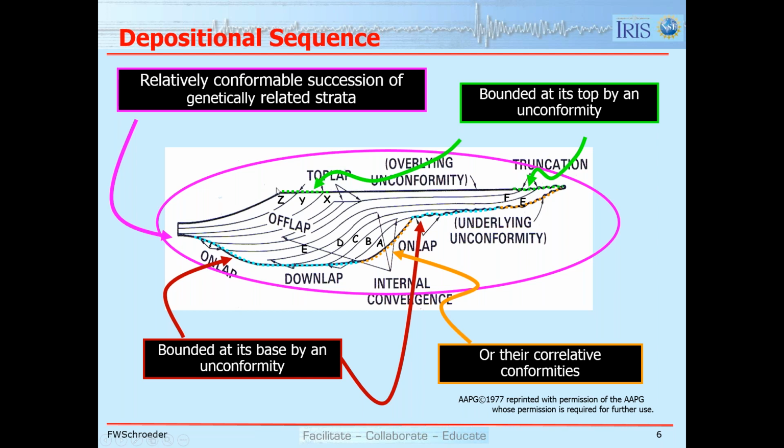So I have two places where the geometries of the strata are telling me I have a major break in deposition or an unconformity, and then the rest of that surface where I don't have evidence based on the geometry of the strata for a break in deposition, that would be the correlative conformity.